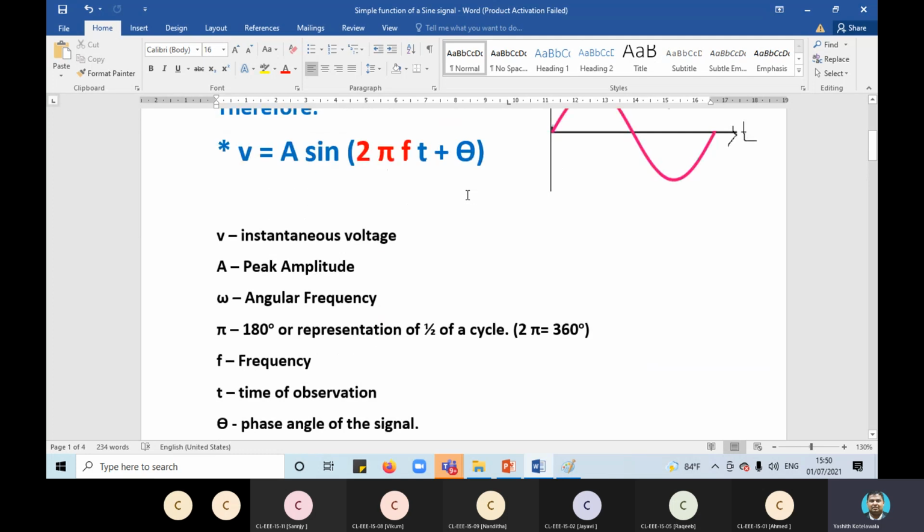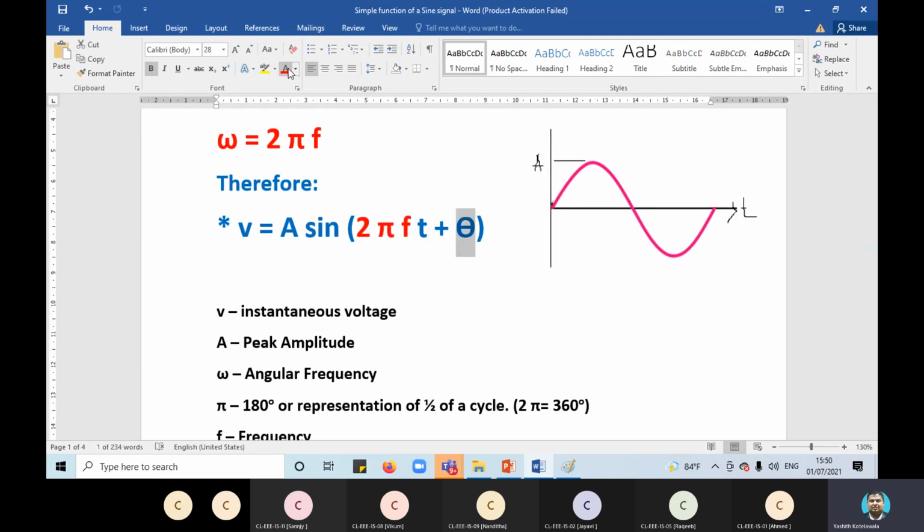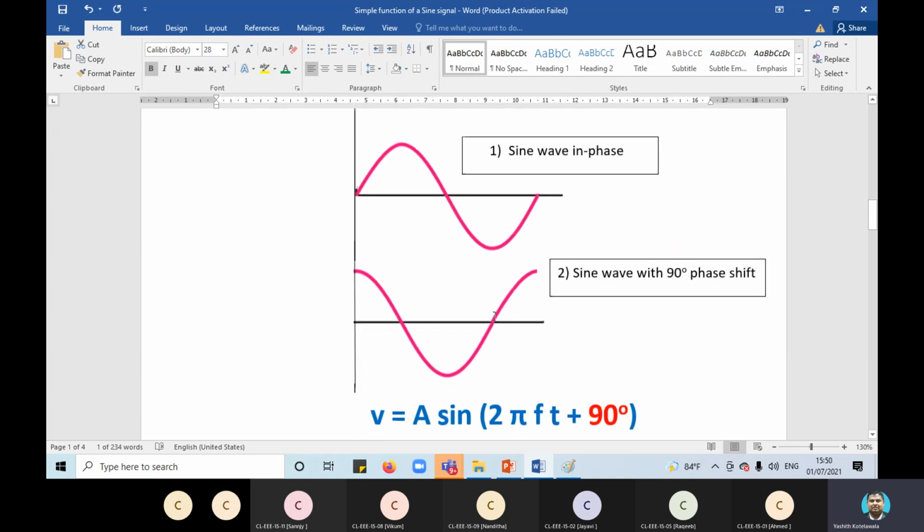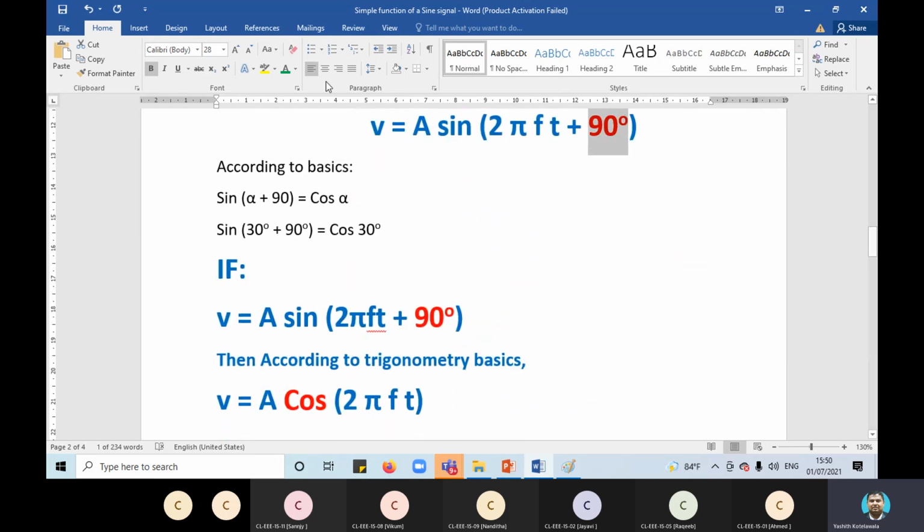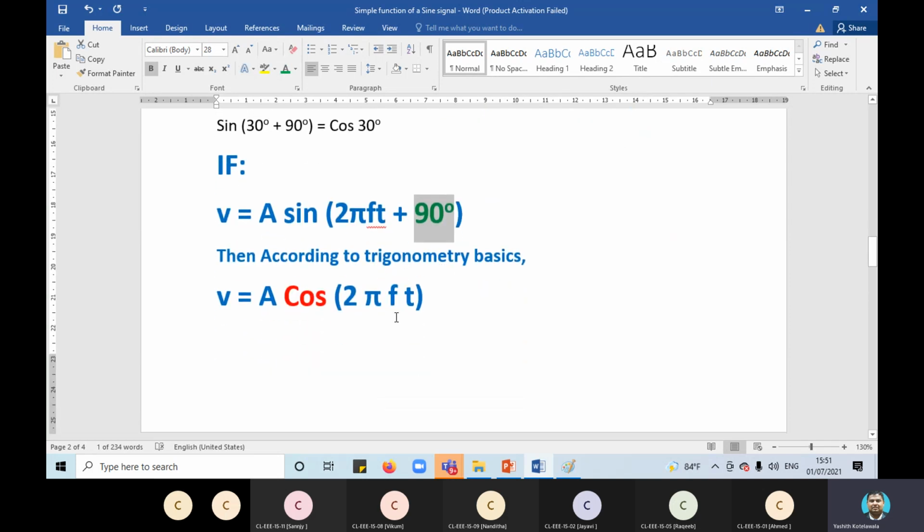Let's make it a green color. If you make it green, you have 90 degrees here, green. Because of that, you get cos. Sine becomes cos, right? Because of that, sine becomes cos.